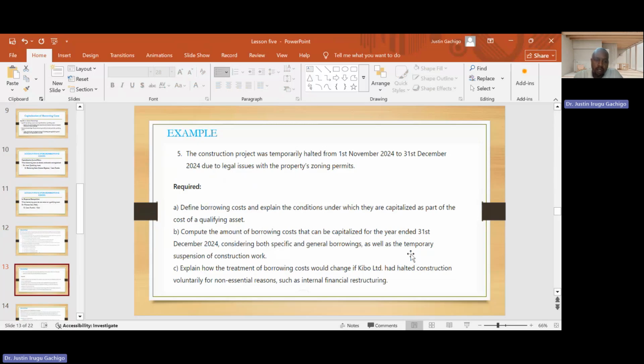Number one, define borrowing cost and explain the conditions under which they are capitalized as part of the cost of the qualifying asset. B, compute the amount of borrowing cost that can be capitalized for the year ended 31st December 2024, considering both specific and general borrowing, as well as the temporary suspension of the construction work. C, explain how the treatment of borrowing costs would change if Kibo Limited had halted construction voluntarily for non-essential reasons, such as internal financial restructuring.